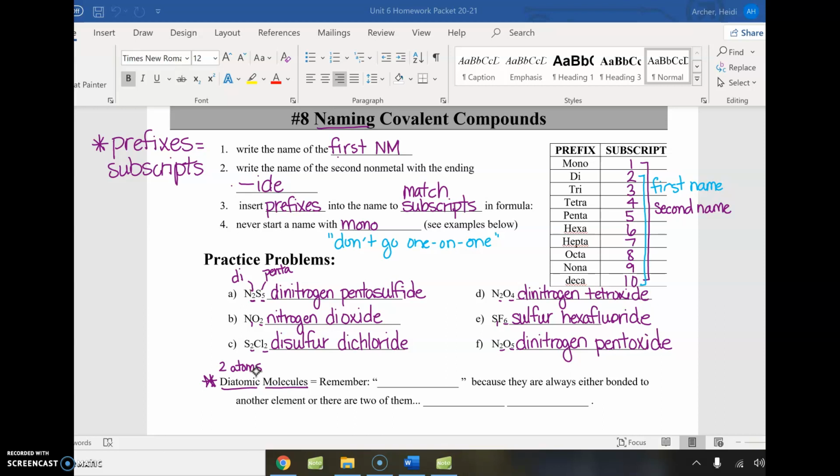So diatomic molecules have to be bonded to something. So we're going to remember HOFBrINCl. Okay, hydrogen, oxygen, fluorine, bromine, iodine, nitrogen, chlorine. And we call them the twins. So you need to remember the HOFBrINCl twins, because they're always either bonded to another element or there are two of them. So they are twins. That's where the twins comes from. So the special thing about these guys is that they have to be bonded with somebody. And absent of anybody else, in order to have a pure substance of each of these elements, they actually have to be bonded to themselves.